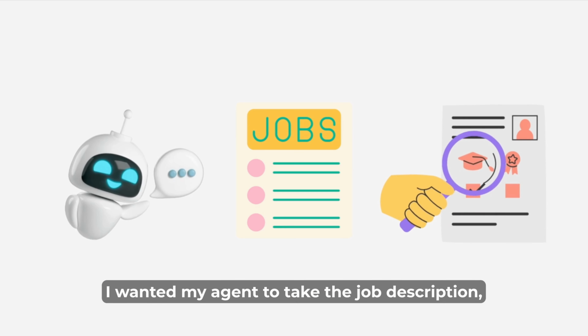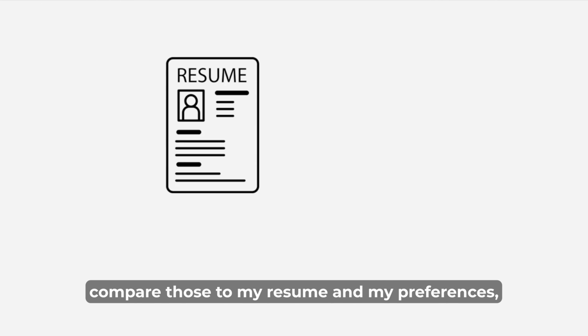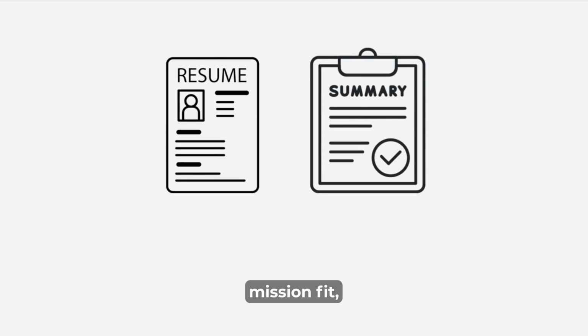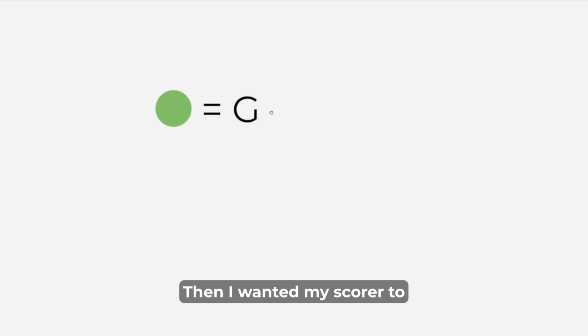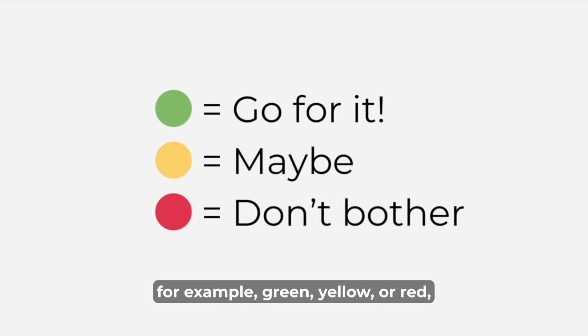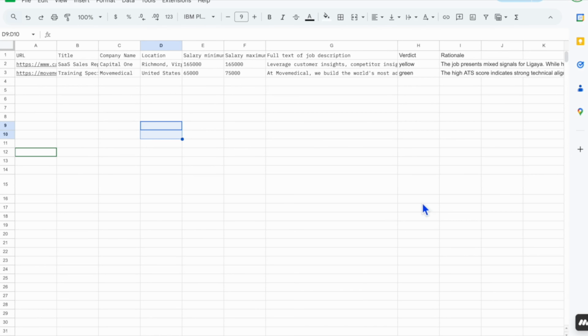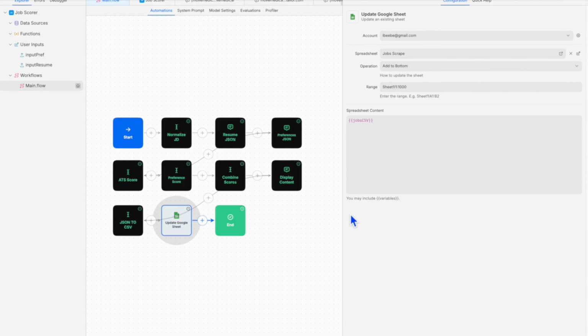I wanted my agent to take the job description, extract the requirements, compare those to my resume and my preferences, for example, my salary threshold, mission fit, things that are important to me when I'm looking for a job. Then I wanted my scorer to produce a traffic light score, for example, green, yellow, or red, and then I wanted all of that to go into my Google Sheet for review. Basically, I wanted to teach my scraper to think.